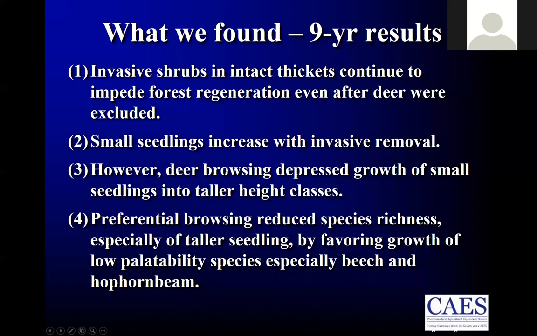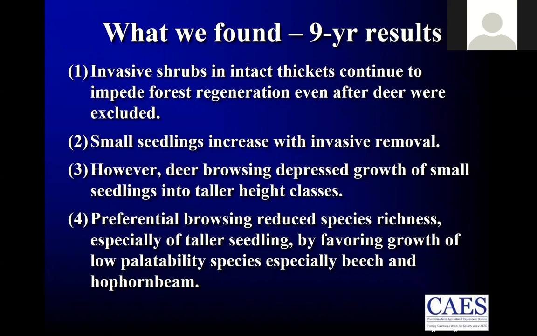If you do control the invasives, you get a real flush of small seedlings coming in. But the problem is, if you don't control the deer at the same time you're controlling invasives, the deer munch down the seedlings. So you'll get the seedlings coming in, but they won't get much past 6 inches. So really, you need to control both deer and invasives. If you have an invasive problem, chances are you have a deer problem. And if you were to control the invasives and not control the deer, you're really wasting your time. You've got to control the deer somehow.